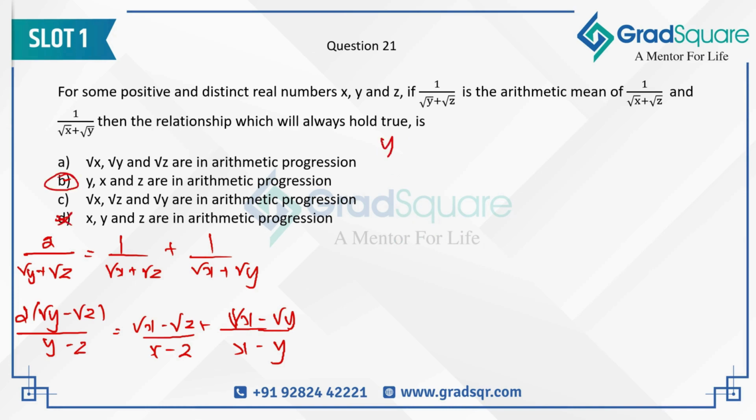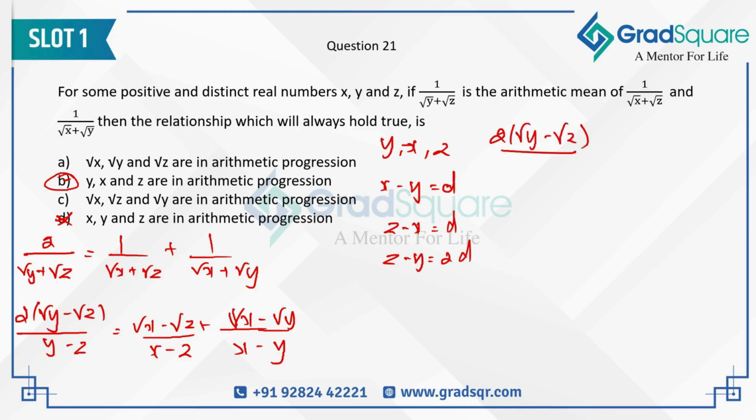So they have said that y, x, z are in arithmetic progression, which means x minus y is equal to d and z minus x is equal to d and z minus y is equal to 2d. So upon substituting in the equation, let's check. So 2 into (root y minus root z) divided by (y minus z) is equal to minus 2d. This is equal to (root x minus root z) divided by (x minus z). x minus z is nothing but minus d, and (root x minus root y) divided by (x minus y), x minus y is nothing but d.